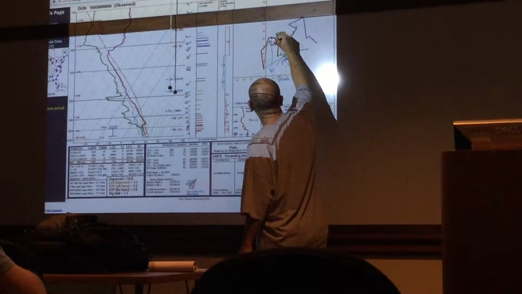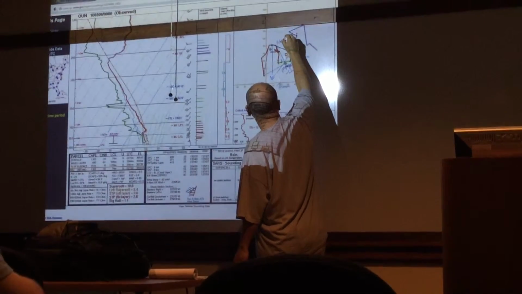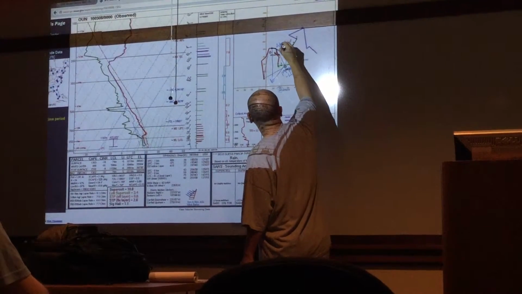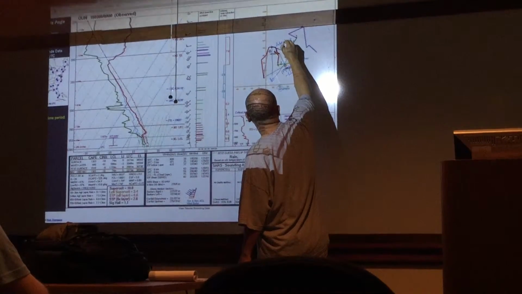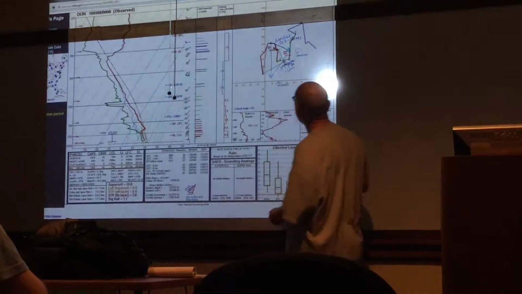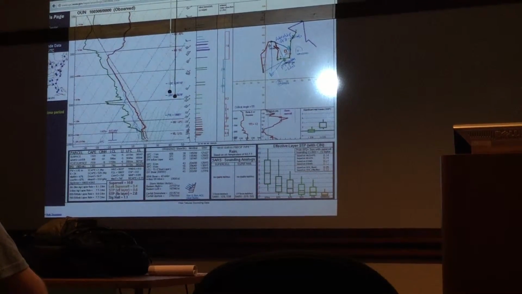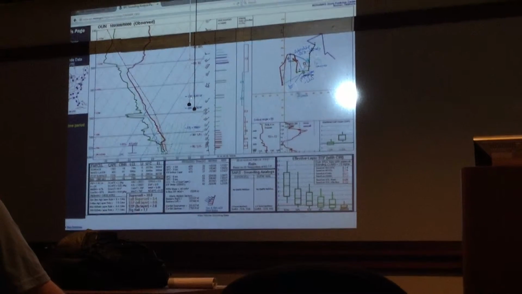This is your effective, which is the 850 mean wind. The mean wind is 850 to 300 millibars. You said that you'd probably be given the... Yeah, you'd be given the mean wind and the low-level jet.